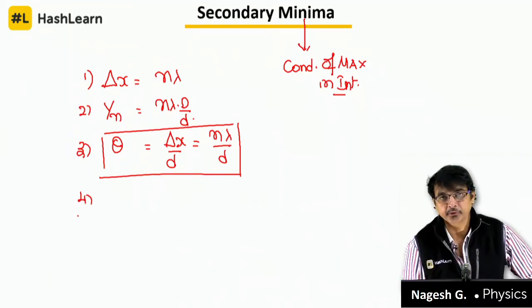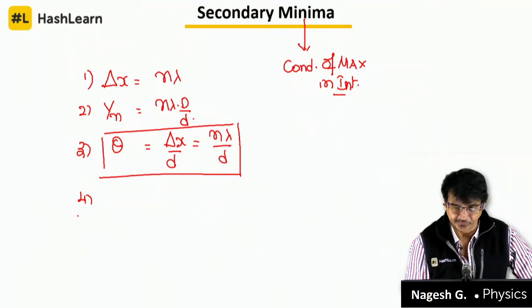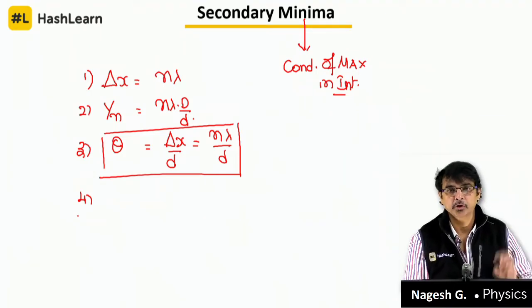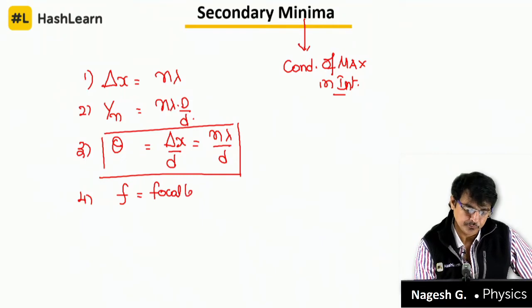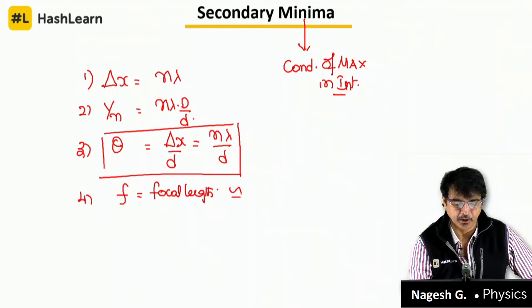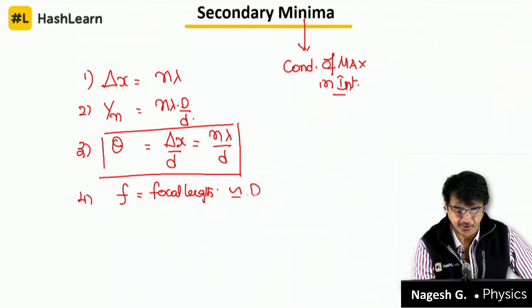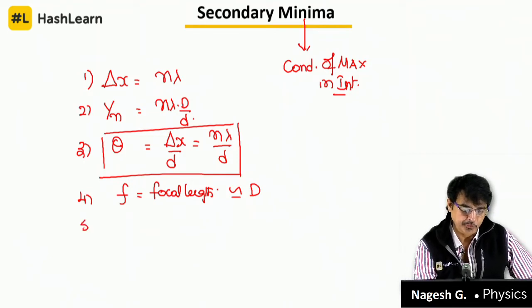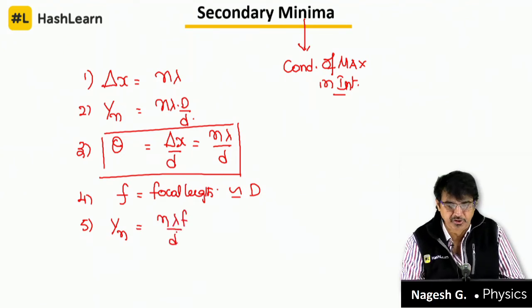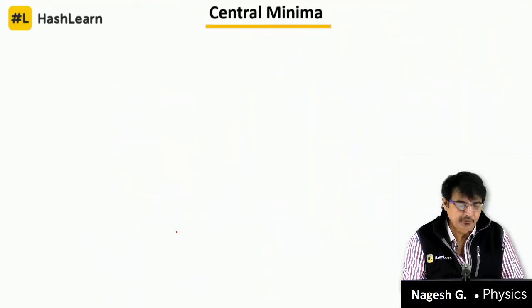And in some problems they mention that they use a convex lens to exactly focus the beam. In such a case they will bring the focal length f into action. f is equal to the focal length of the lens. For mathematical operations we can take f approximately equal to capital D. So wherever capital D is there, you can restructure the formula with the focal length, n lambda into f by d. So these are the valid equations.